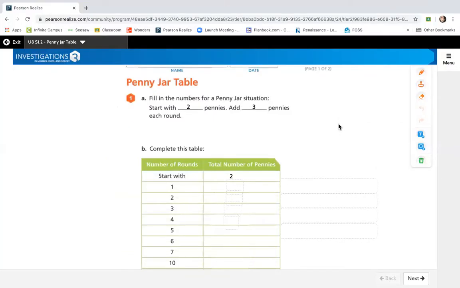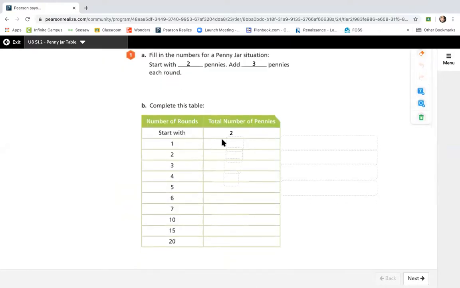All right, so here is the student activity book page. Now, if you notice on my example, I have started with 2 pennies to start with, and I'm adding 3 pennies each round. So here is the table. I start with 2 pennies. In round 1, that means I'm adding 3 pennies.